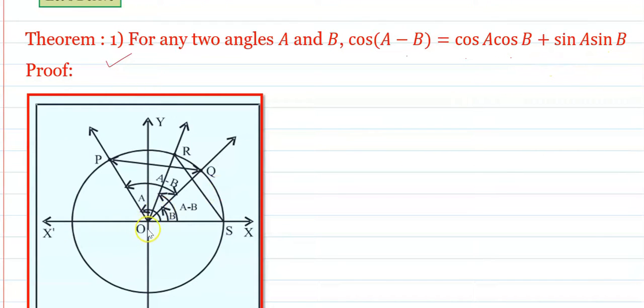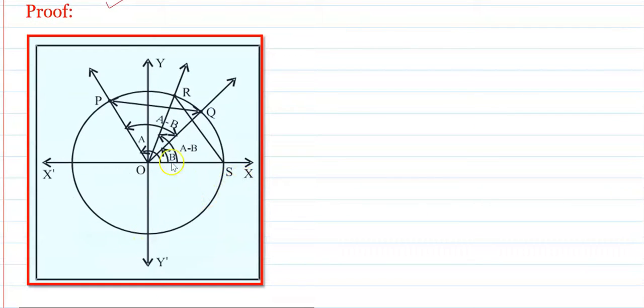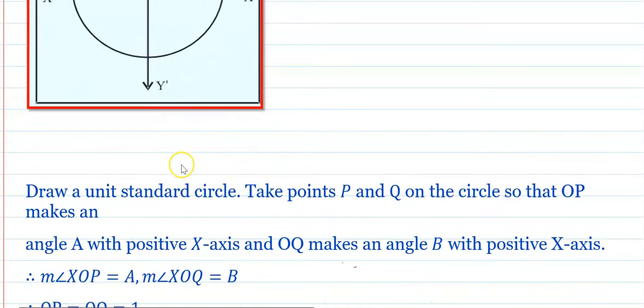Now see this figure here. This is the x-axis and the y-axis. The terminal OQ makes an angle of B in a positive direction of the x-axis. Terminal OP makes an angle A in a positive direction of the x-axis. And then the measure of the angle POQ is equal to A minus B. Now first of all, we'll derive this formula.